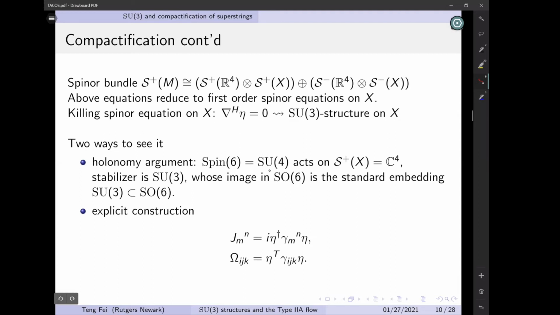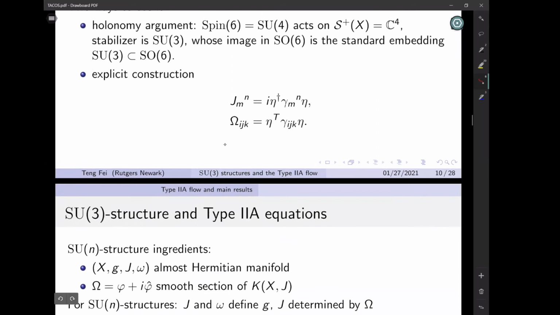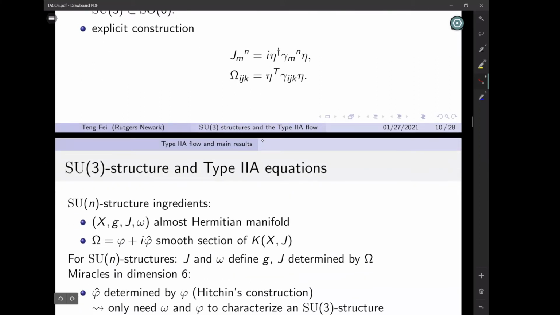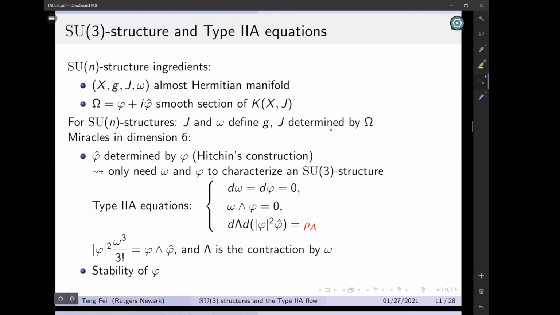Okay, so now let's turn to a more concrete case. That's the case of type IIA strings. The first thing I want to emphasize is that an SU3 structure is actually rather special compared to a general SUN structure. So if you have an SUN structure, then you have the following things. You have an almost Hermitian manifold. So you have a Riemannian manifold X with metric G, and there's an almost complex structure J compatible with G, and then there's a corresponding Kähler form omega.